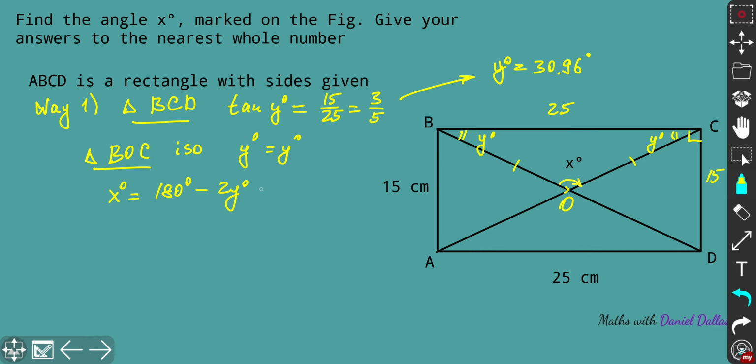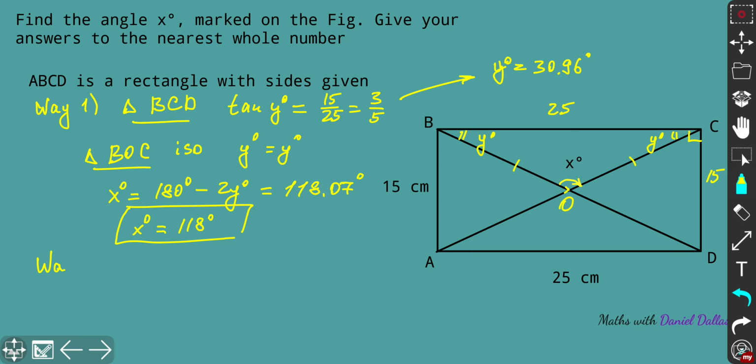And so we multiply by 2. So let's multiply by 2. I've got 61.92 and subtract from 180. So I've got 118.07 degrees. If I round up to the nearest whole, it's going to be 118 degrees, okay? That's an obtuse angle. Okay, so way 2.